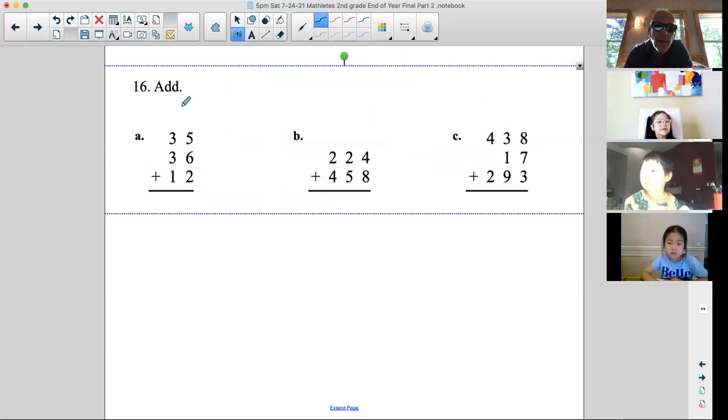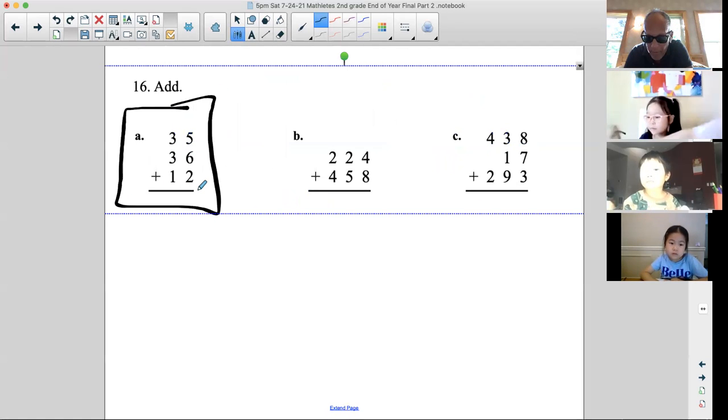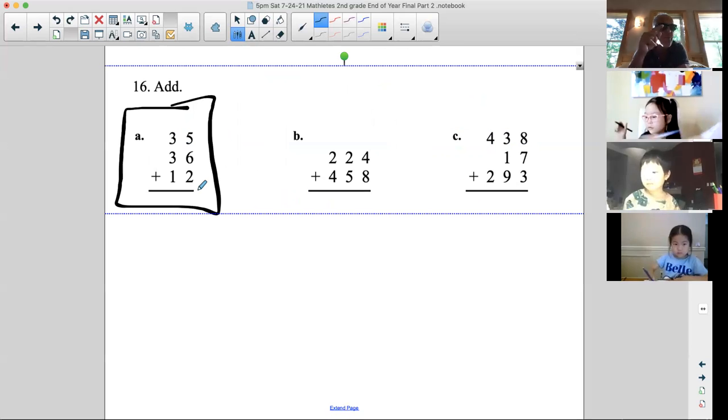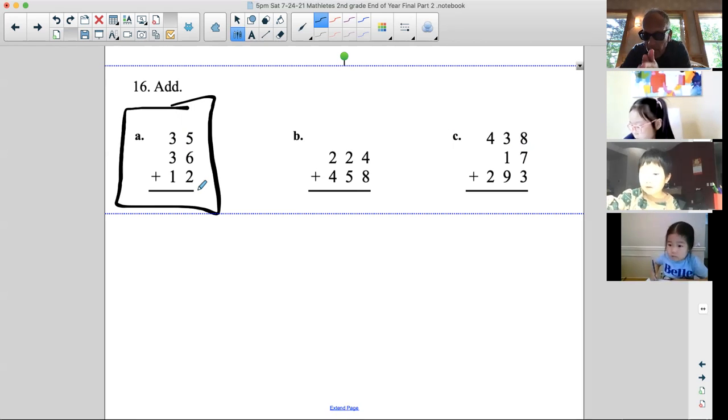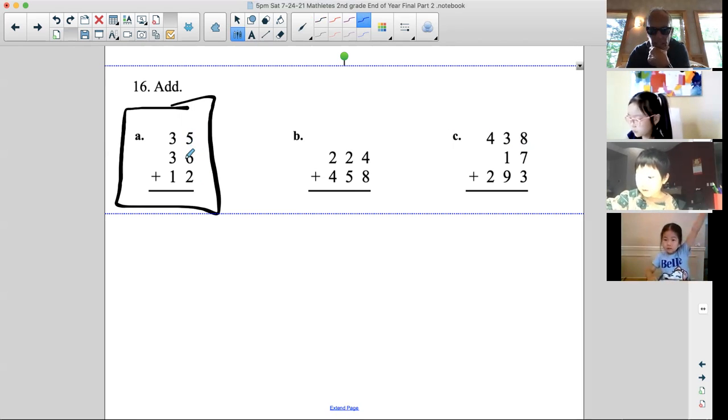Now, everybody write down 35 plus 36 plus 12. Write that down. I'm going to count to 3. Ready? 1, 2, 3. 35 plus 36 plus 12. Now, who can tell me what is 5 plus 6 plus 2? On 3, 1, 2, 3, go.